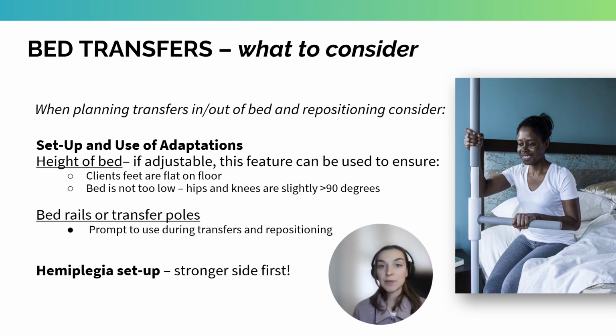A client may also have bed rails or a transfer pole, such as the transfer pole in this image. In this case, you want to prompt a client to make use of the transfer pole in a safe manner. If a client has hemiplegia, that is paralysis or weakness on one side of the body, prompting would include ensuring that they're using their stronger side first. For example, the woman in this photo might have hemiplegia on her left side, so we would prompt the client to reach for the transfer pole with their right hand.